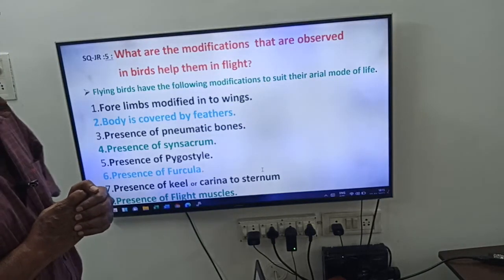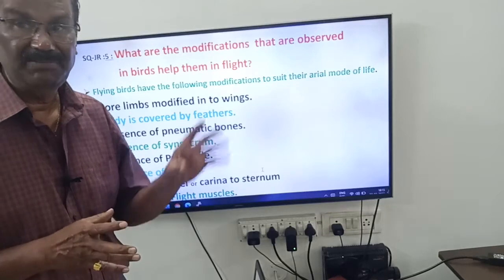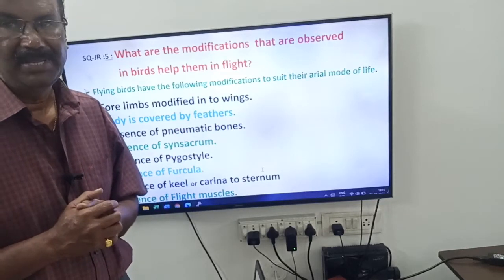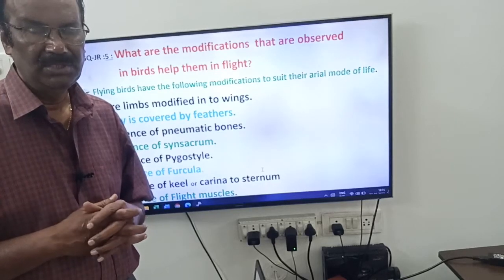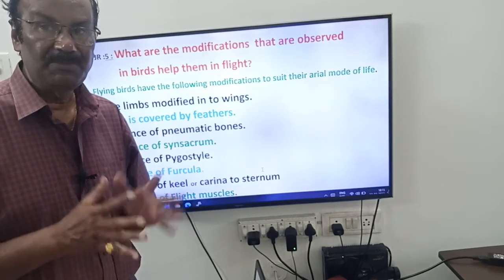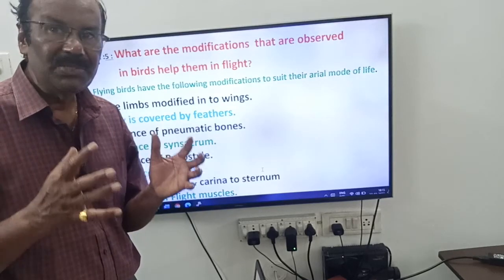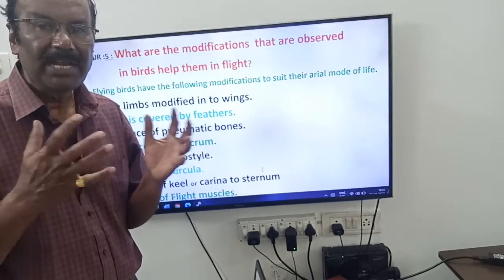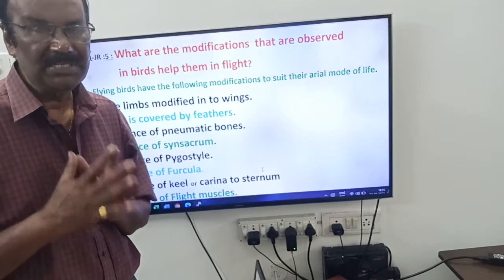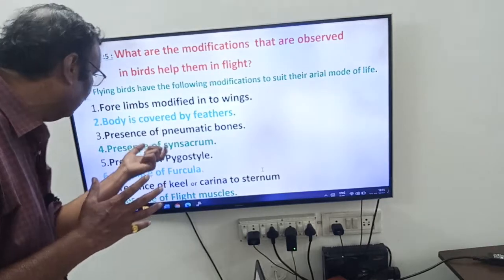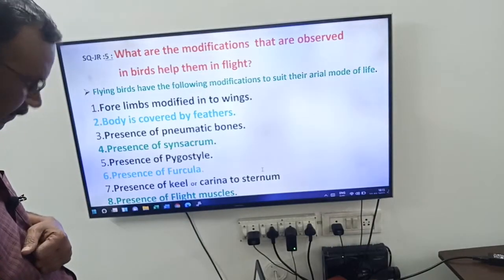Third one, friends, a very, very important one: presence of pneumatic bones. You have a VSQ, friends. What are pneumatic bones? The bones with air cavities are called pneumatic bones. Due to these pneumatic bones, the flying birds are less in weight. So what is the third modification, friends? They have pneumatic bones.